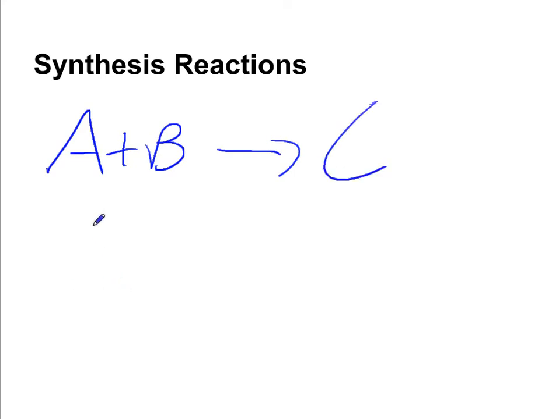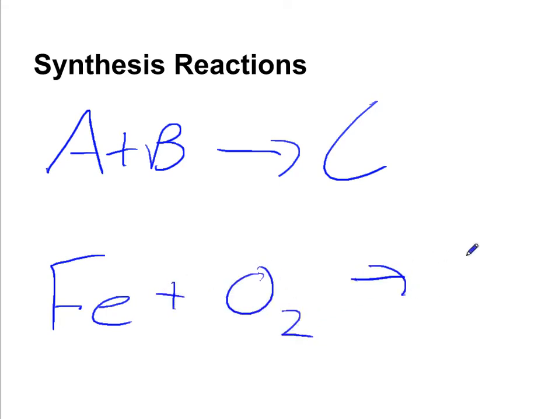An example of a synthesis reaction, this is a slow reaction, but iron reacts with oxygen over time to produce iron oxide or rust. Two reactants combining into one product. That's a synthesis reaction. A decomposition reaction is just the opposite of a synthesis reaction. Instead of two or more reactants going to one product, it's one reactant going to two or more products. So we'll have our general form of C yields A plus B.